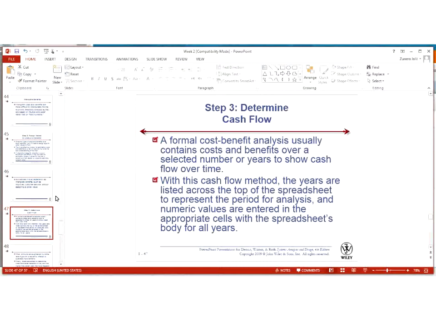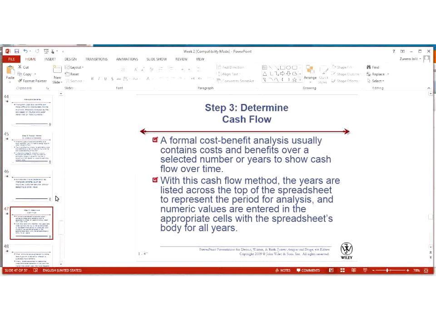For example, you can say that our cash flow is year after year moving in this direction, and after 5 years my cash flows are these ones. So it is a formal cost benefit analysis. It contains costs and benefits over a selected number of years to show cash flow over time.